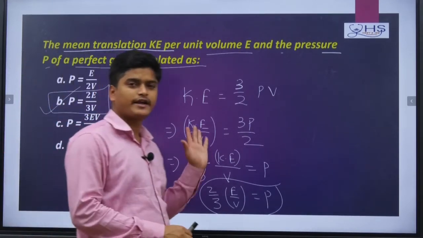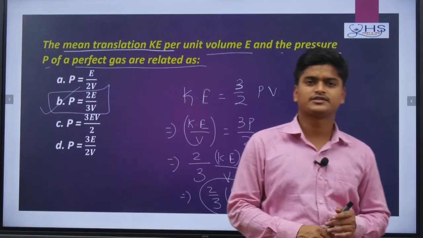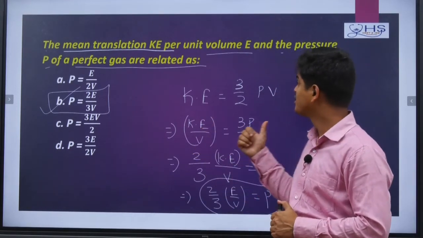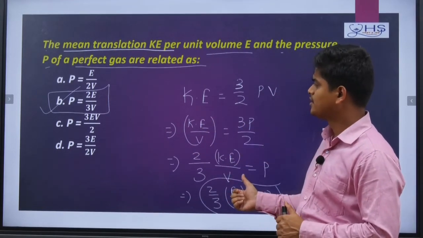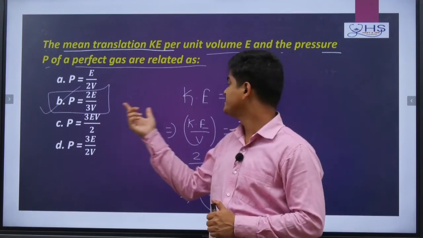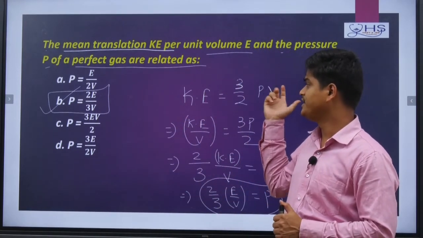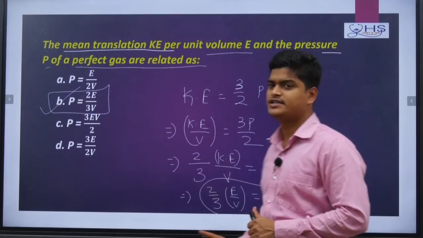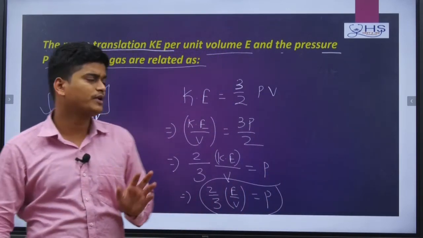So the same formula is coming here again. So your mean translational kinetic energy per unit volume is nothing but, in terms of pressure, 3 by 2 P. Then you can change that and you can get the answer. Okay. So answer B will be correct.